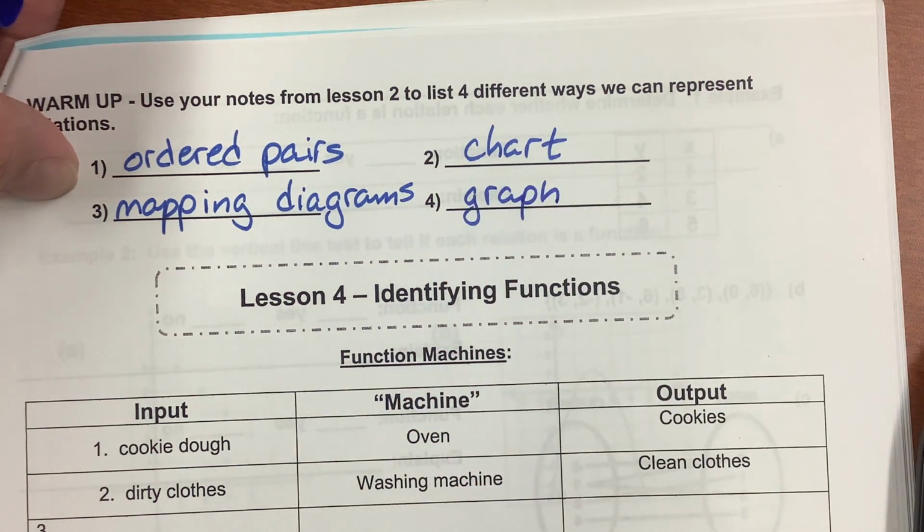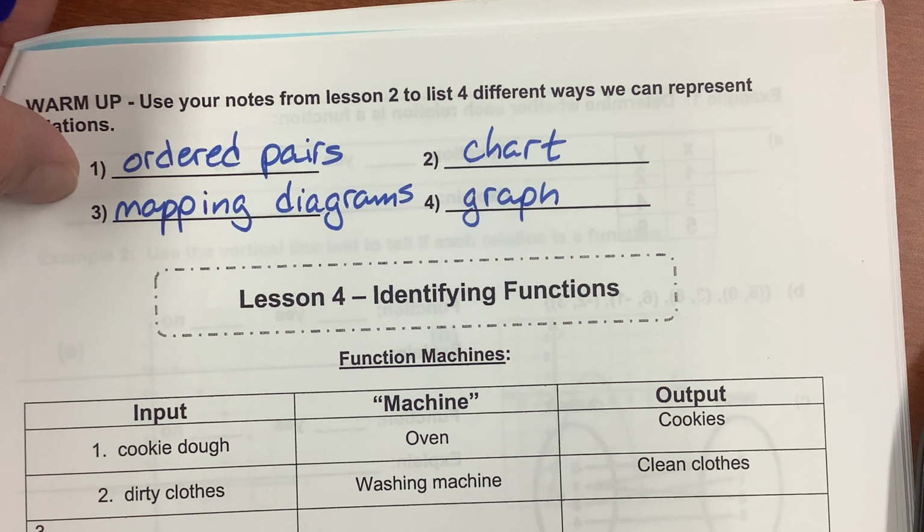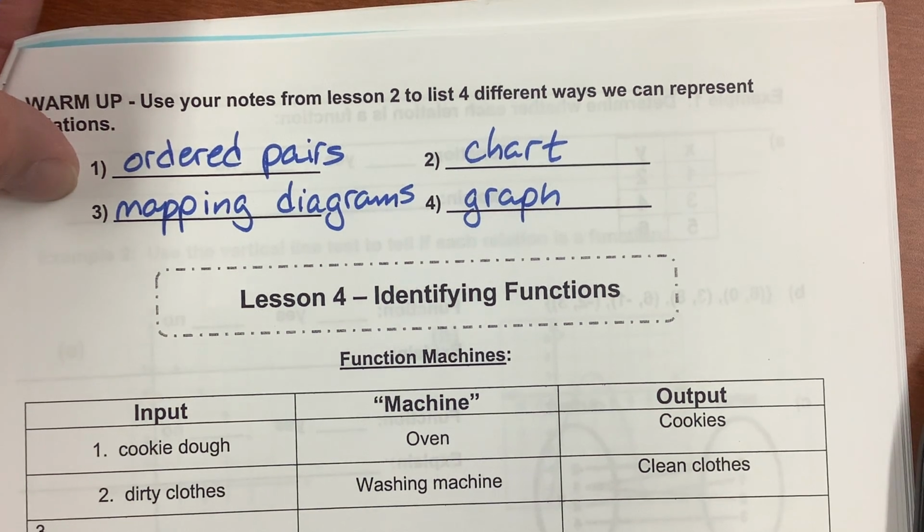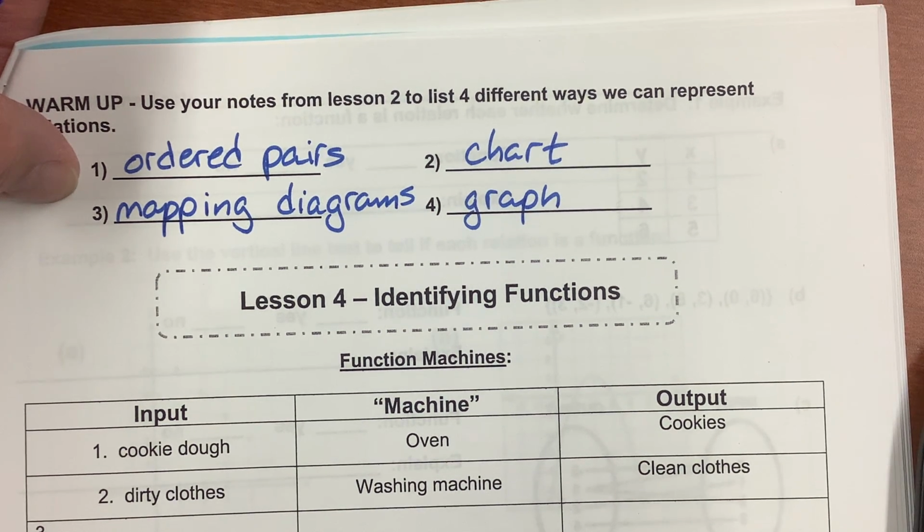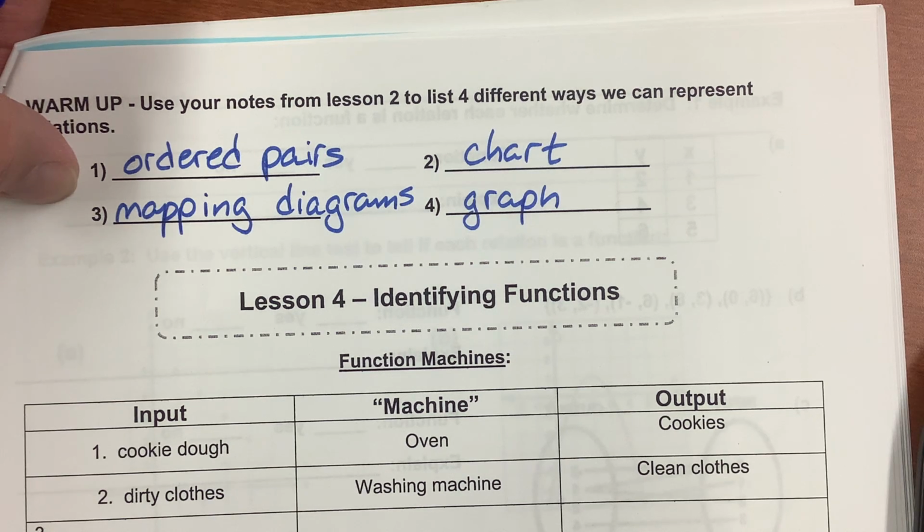Okay, now we're going to talk a little bit about what is a function. We're going to do some identifying functions. And a function is basically a machine, like any other machine, where you put something in, the machine does its job, and you get something out.